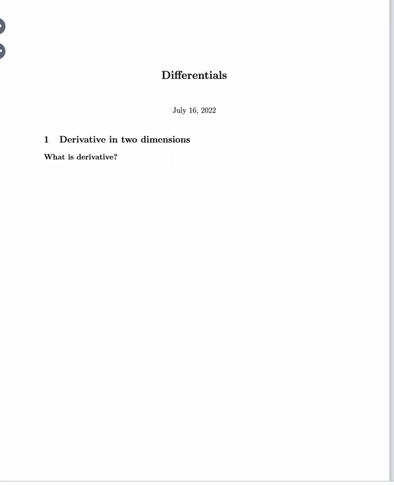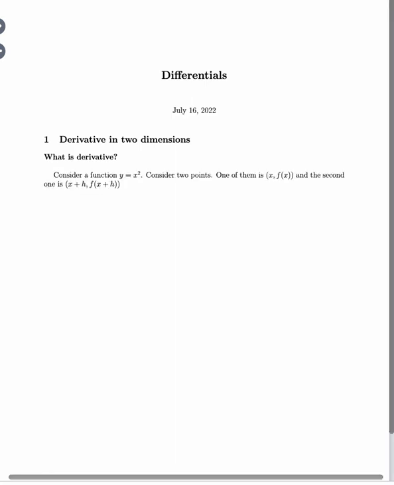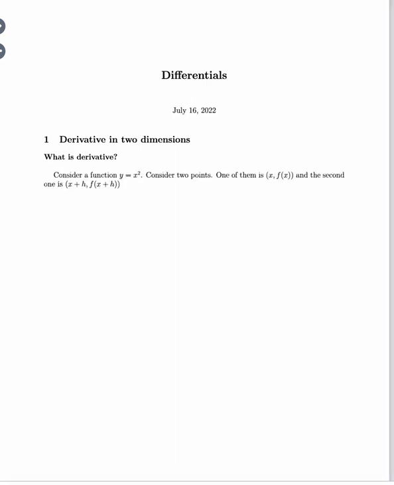Consider 2 points. One of them is x comma f of x, and the second one is x plus h comma f of x plus h, where h is essentially just a constant. So now, plot these 2 points and connect them. Construct a straight line that connects these 2 points.